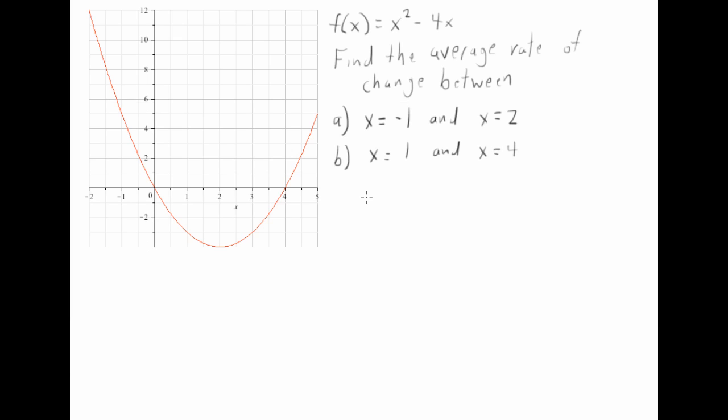Hello. In this video, we've got this function, x squared minus 4x, and I put a graph of it over here with some tick marks so you can see the x and y coordinates. And what we're going to do is find average rate of change. Now, as you've seen in the text, whenever we're finding average rate of change, it's change in output over change in input.